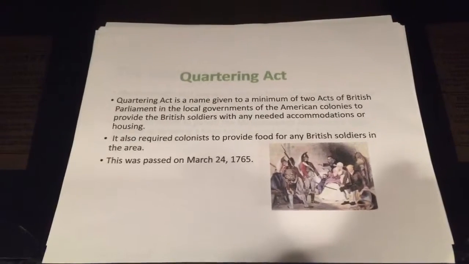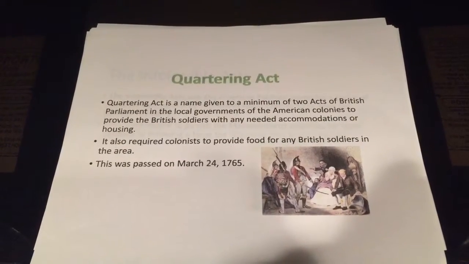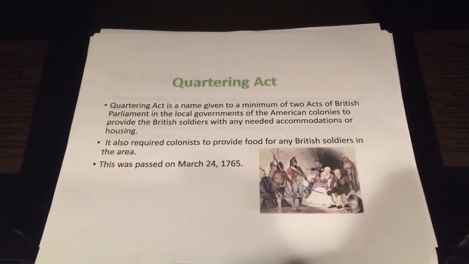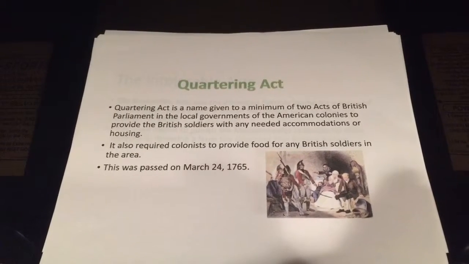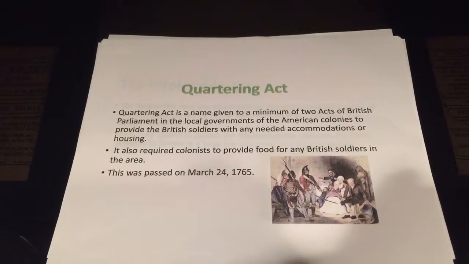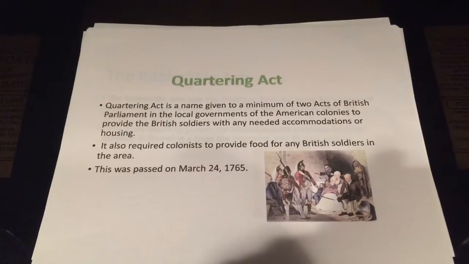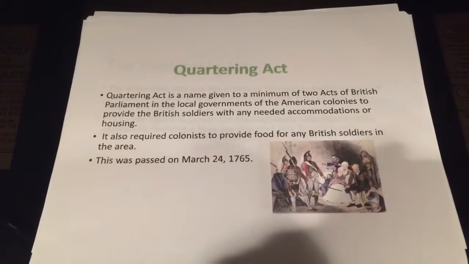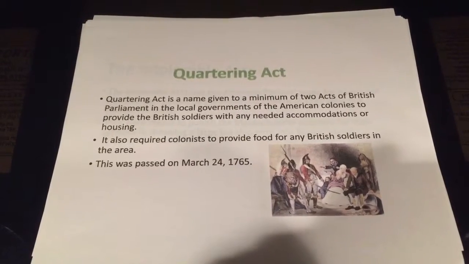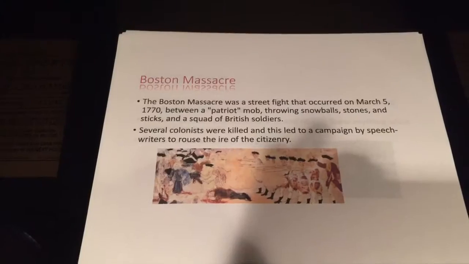Quartering Act. The Quartering Act is a name given to a minimum of two acts of British Parliament requiring the local governments of the American colonies to provide the British soldiers with any needed accommodations or housing. It also required colonists to provide food for any British soldiers in the area. This was passed on March 24, 1765.